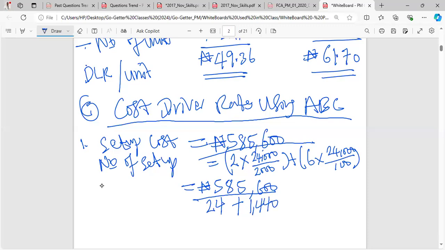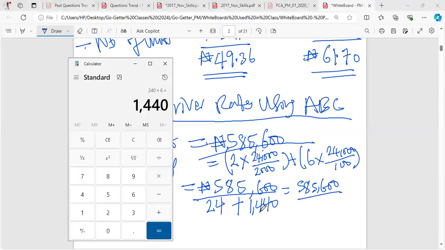1,440. Now, if I were to further do this, sorry, it's not 1,000. All right, so we have 585,600 now divided by, we are to add these two up. Let's add them up. 1,440 plus 24, that gives me 1,464.